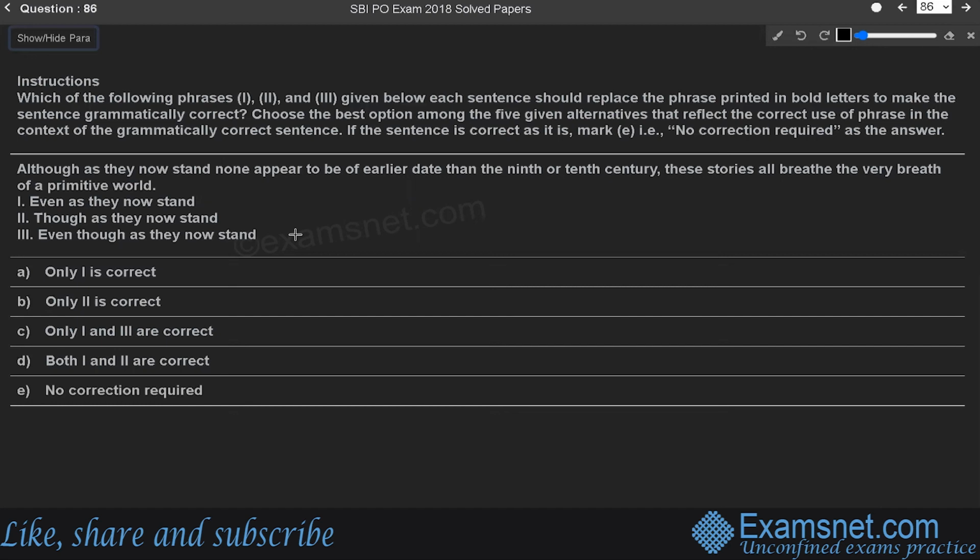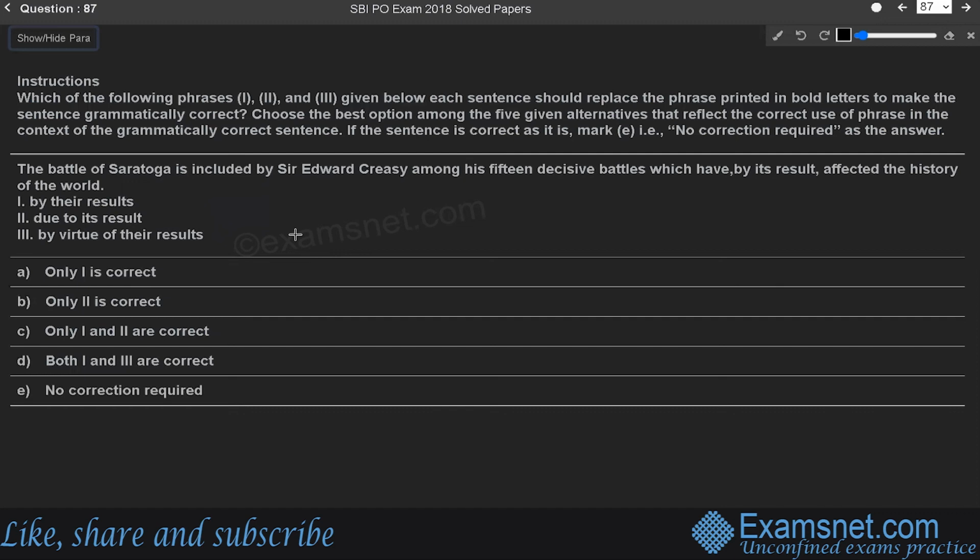So the given sentence is grammatically correct in its correct form, which is although as they now stand, none appear to be of earlier date than the 9th or 10th century. These stories all breathe the very breath of a primitive world. Therefore, we can say that no correction is required here. So the correct option will be option number E.